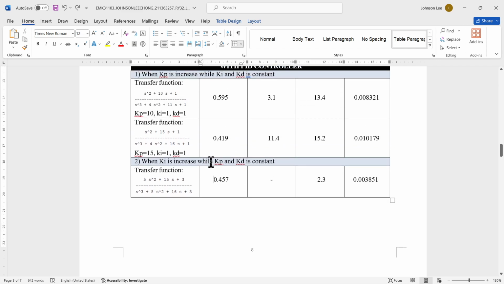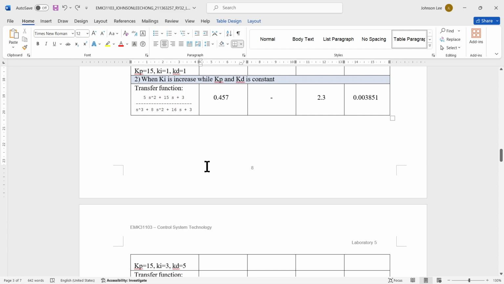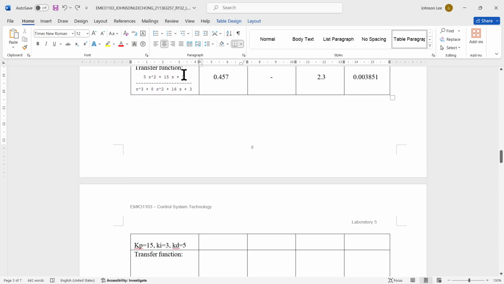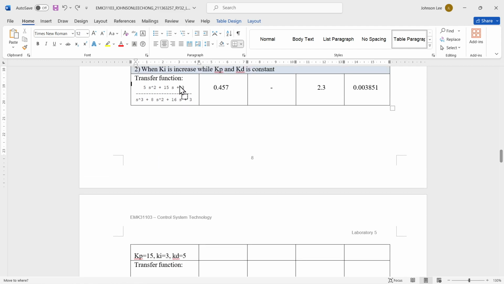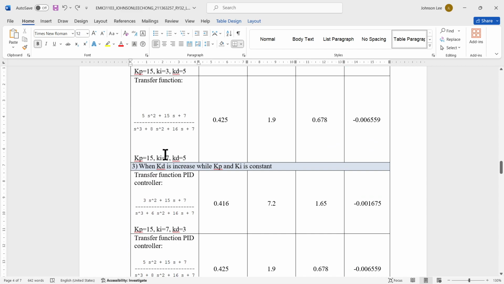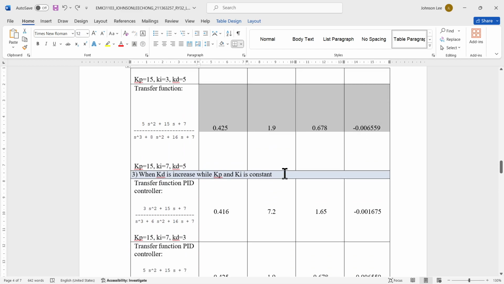For the second condition, when the Ki is increased while Kp and Kd are constant, which means only the Ki is increasing, which means that this one, the number 3 one, is increasing. I'm so sorry. So the value will be given as this. If the Ki is 7, the value will be like this.